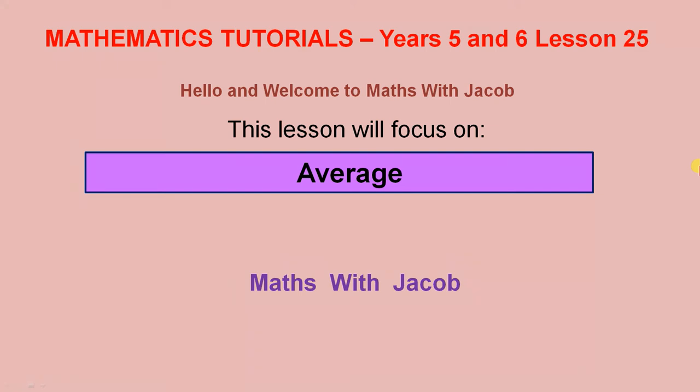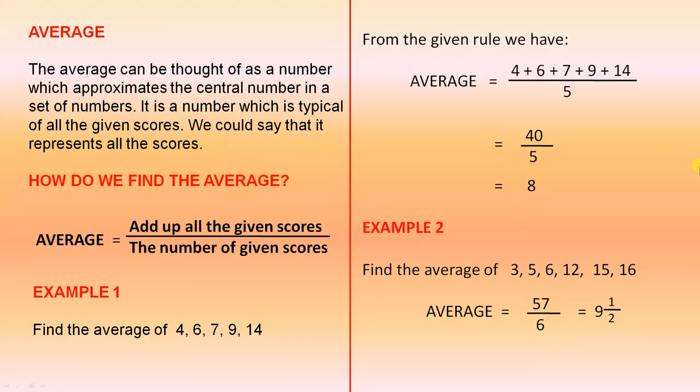This lesson will focus on average. The average can be thought of as a number which approximates the central number in a set of numbers. It is a number which is typical of all the given scores. We could say that it represents all the scores.